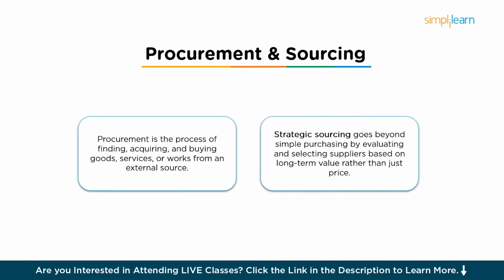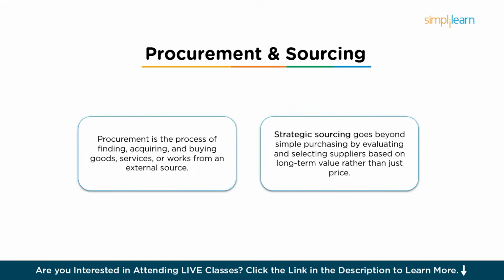Now comes procurement and sourcing. So procurement and sourcing are closely related functions that involve acquiring goods and services needed for the business to operate. So procurement is the process of finding, acquiring and buying goods, services or works from an external source. It includes activities like supplier selection, negotiation, purchasing and contract management. Efficient procurement ensures that the company obtains quality materials at the best possible price and terms.